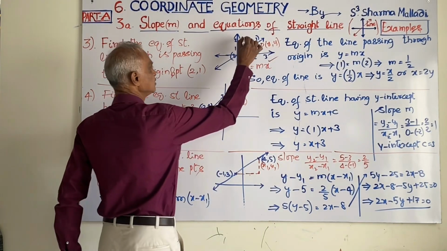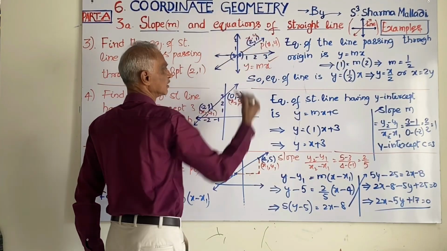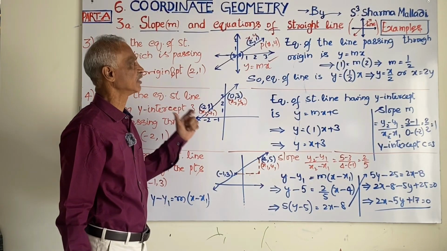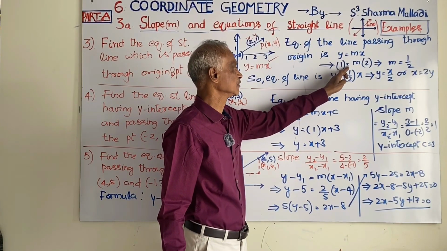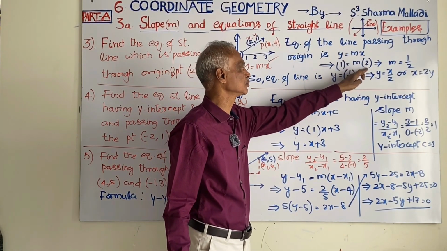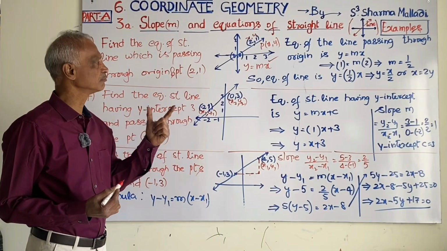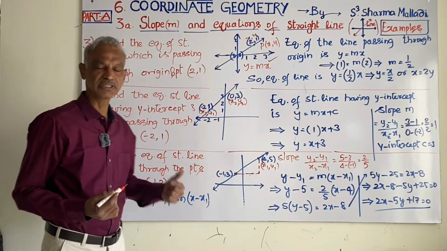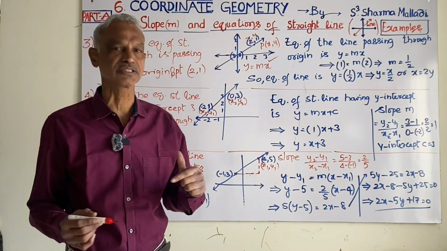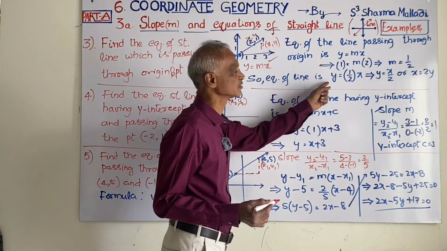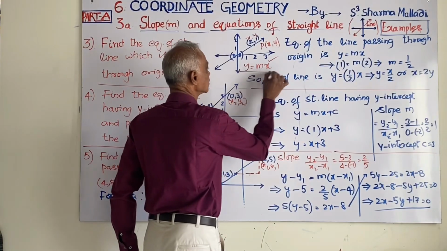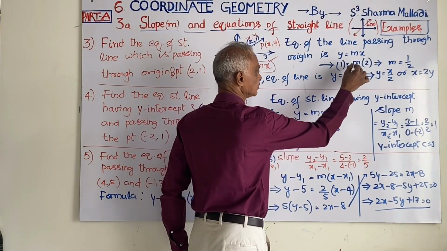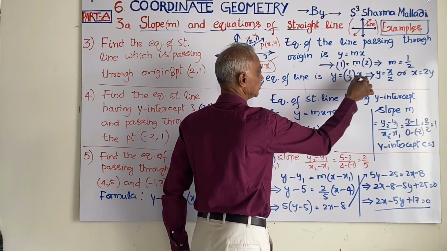Now you know the point. This is x and this is y. Substitute the value of x and y in y is equal to mx. y is 1 is equal to m into x is 2. Slope you will get 1 by 2. Now you know the equation of straight line which is passing through origin will be in the form of y is equal to mx. Now substitute m is equal to 1 by 2 in y is equal to mx. y is equal to 1 by 2 into x.